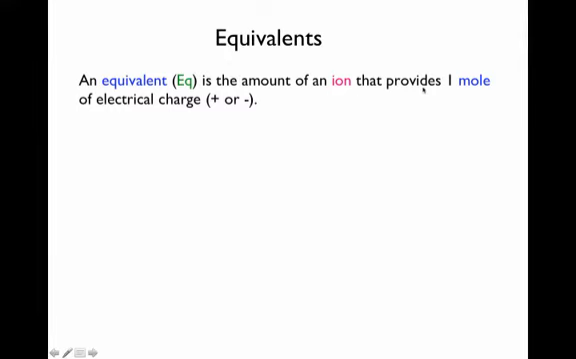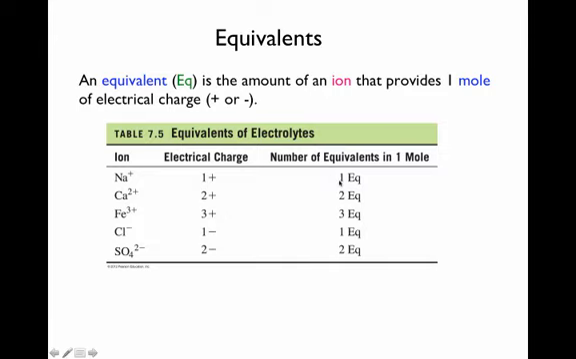And just to give you a better sense of why this is being stated in kind of this weird way, 1 mole of electrical charge. If I had 1 mole of sodium Na+, the electrical charge is positive 1, and I would have 1 equivalent. However, if I had 1 mole of calcium Ca2+, because there's a charge of 2+ for every one of these, then I would have 2 moles of positive charges. So if I had 1 mole of calcium 2+, I would actually have 2 equivalents of electrical charge.